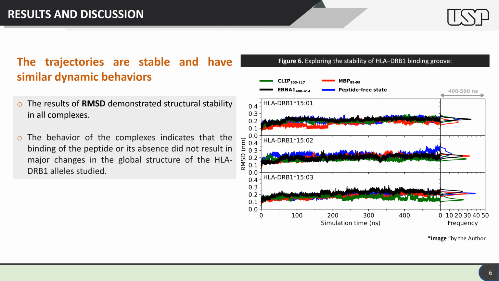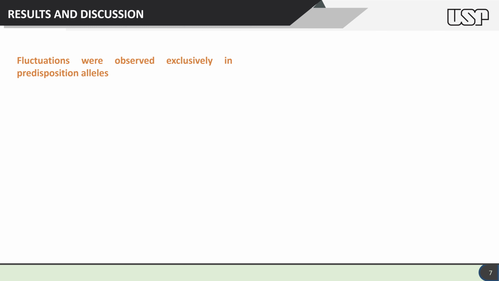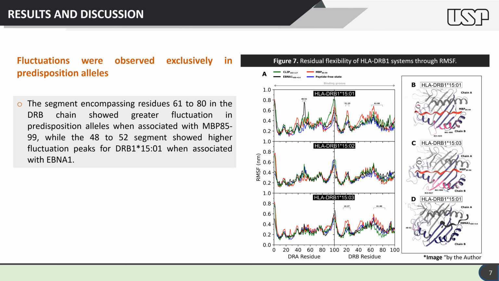Regarding the results, the RMSD values demonstrated structural stability in all complexes. However, the behavior of the complexes indicates that the binding of the peptide, or its absence, did not result in major change in the global structure of the HLA-DRB1 alleles studied. This figure shows that fluctuations were observed exclusively in alleles associated with susceptibility.